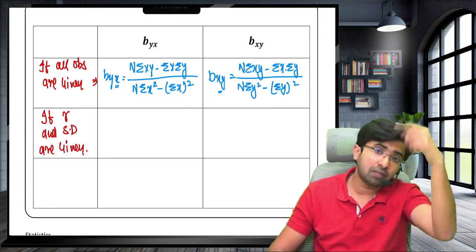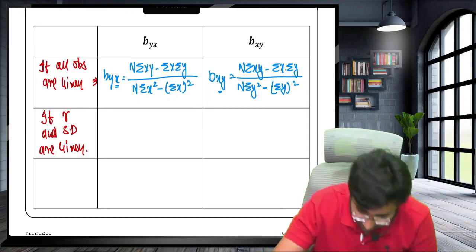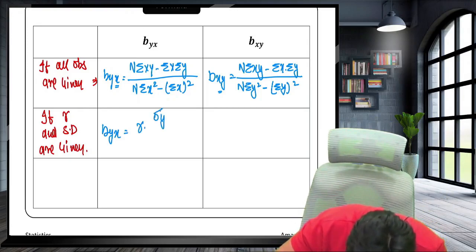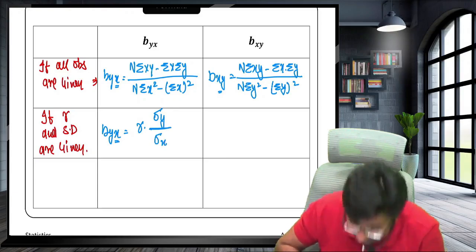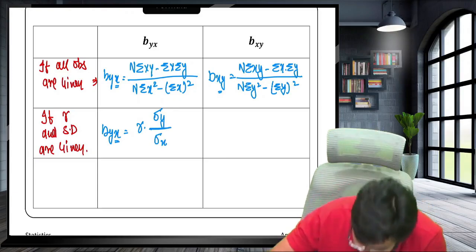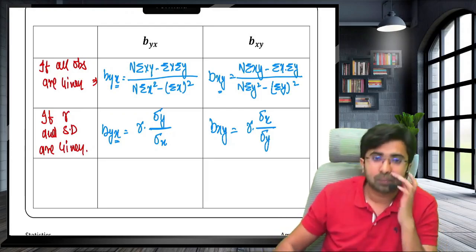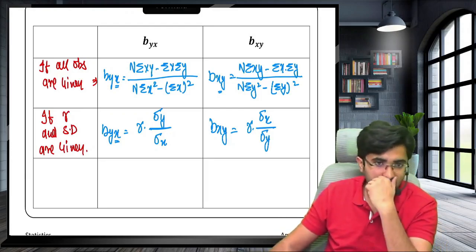If we are having a value of r, can we calculate b? Yes, again there is one formula. b y on x is equal to r times standard deviation of y divided by standard deviation of x. And what will be b x on y? r times standard deviation of x divided by standard deviation of y.